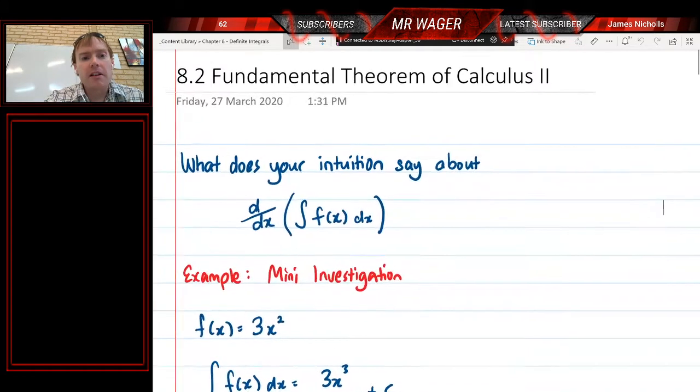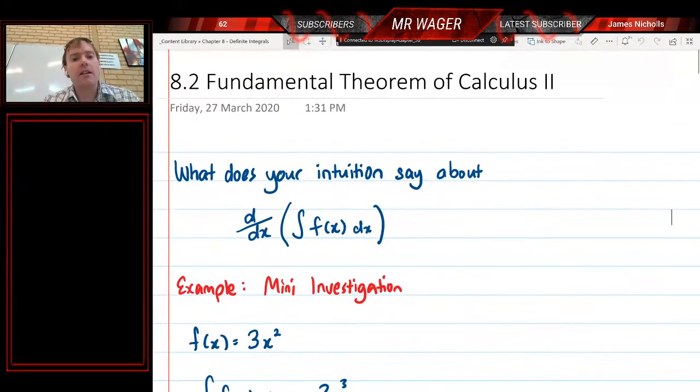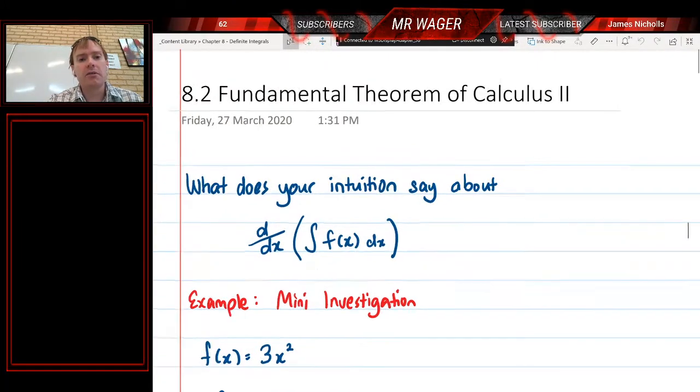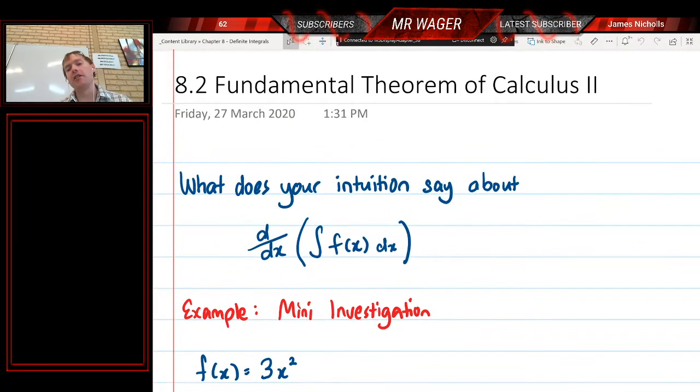So today we're looking at exercise 8.2, and it's to do with this thing called the fundamental theorem of calculus, and it's the second version of it. So yesterday we were introduced to the first of the fundamental theorems of calculus.